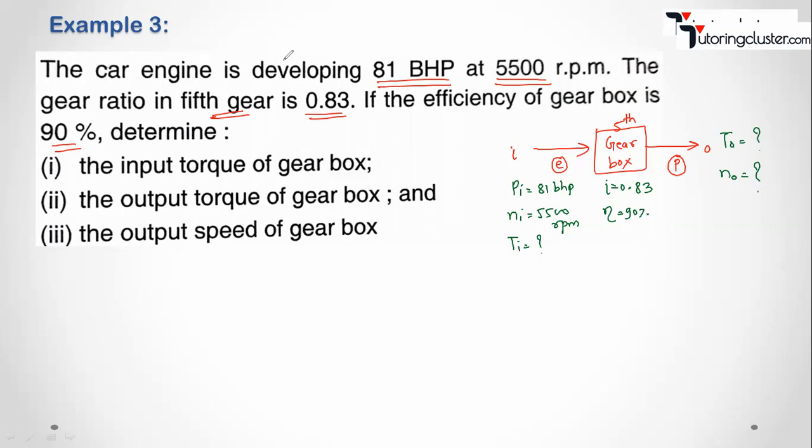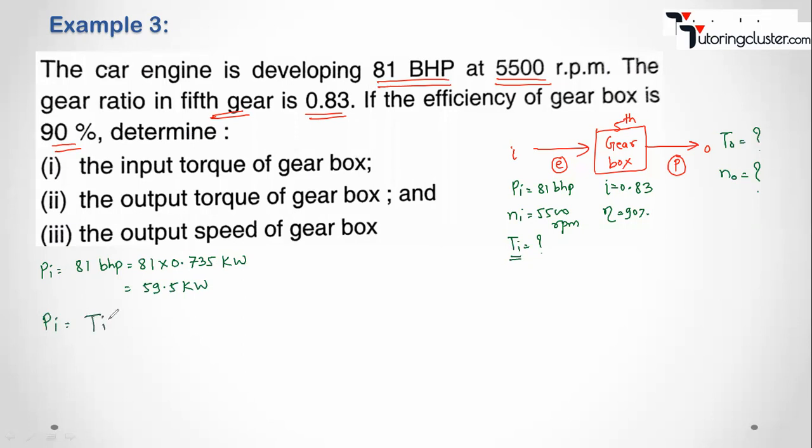First, we basically need power in watts, so we convert it to watts or kilowatts. So input power is 81 bhp, brake horsepower. So basically it is equal to 81 into 0.735 kilowatt. So this is going to be around 59.5 kilowatt. Okay, right.